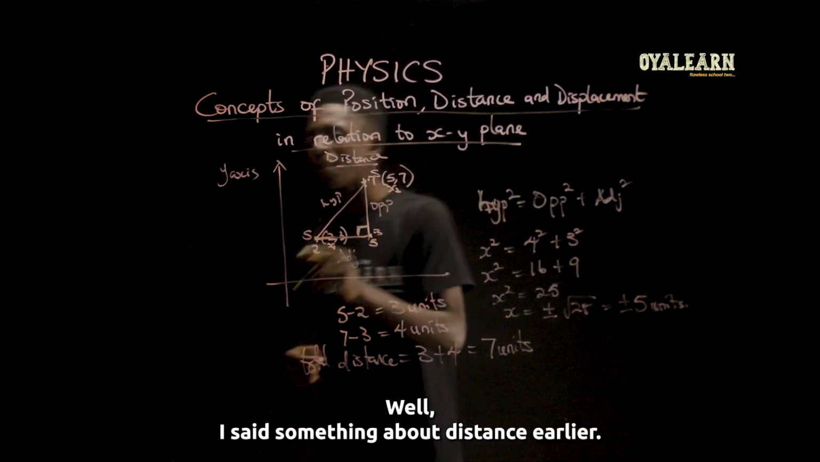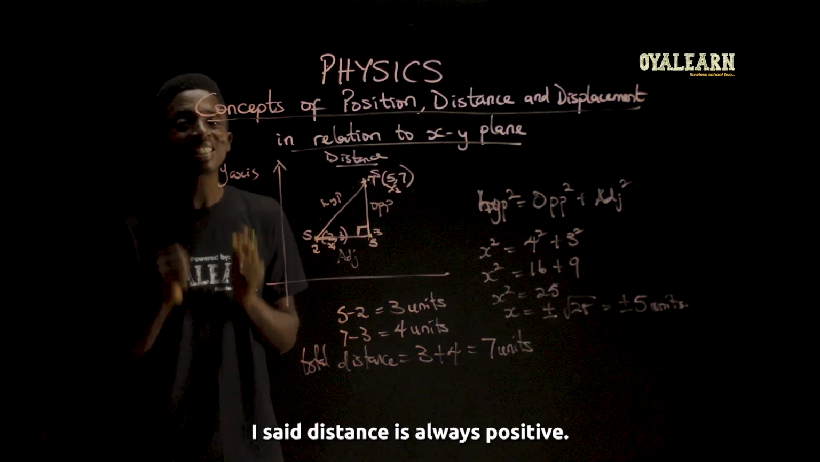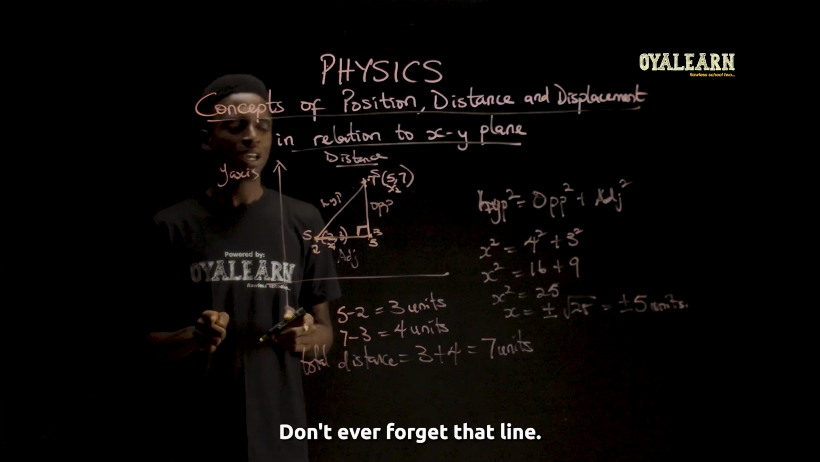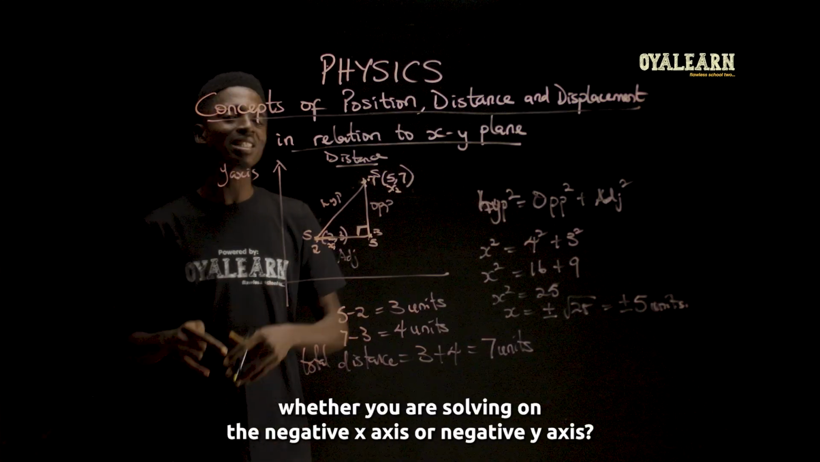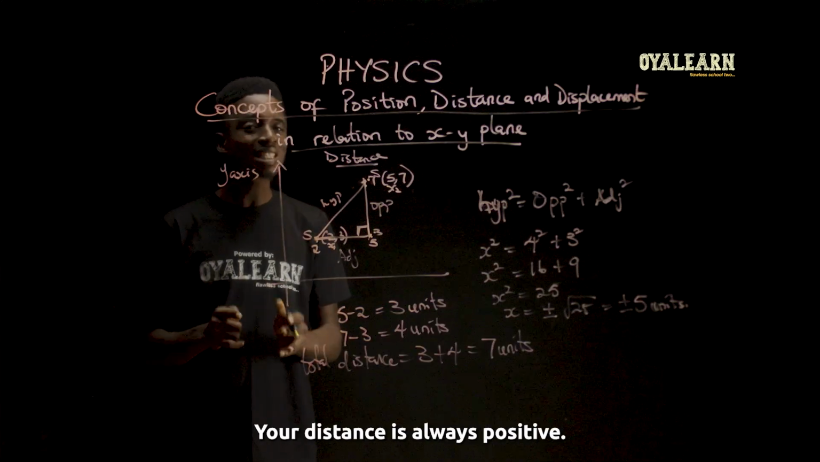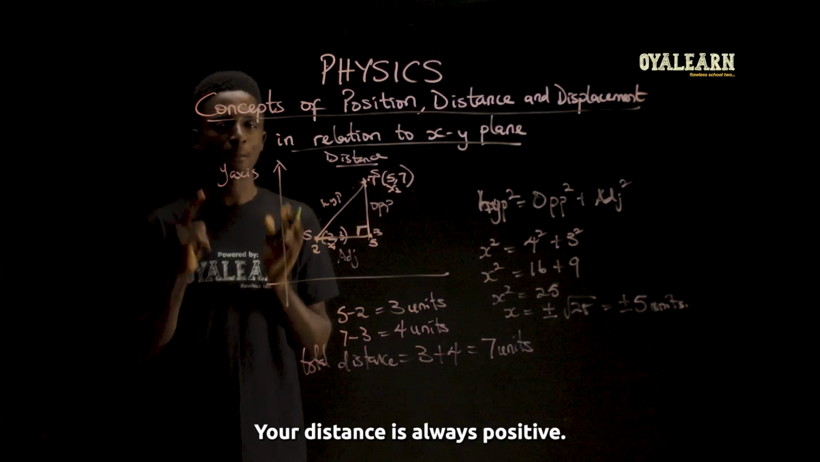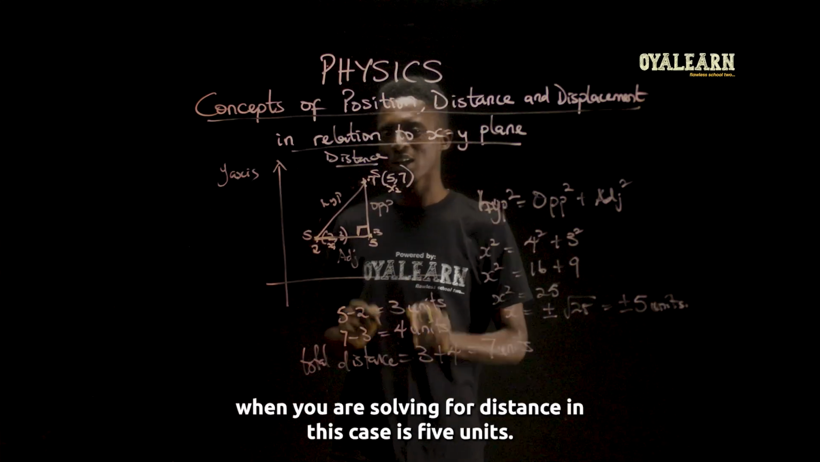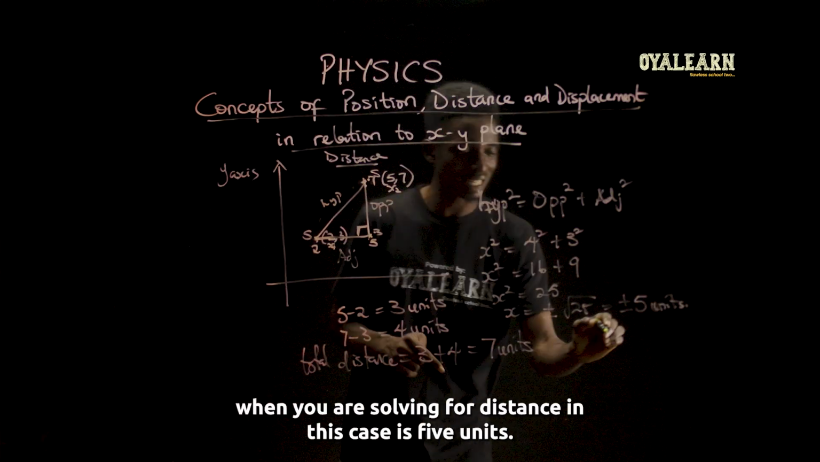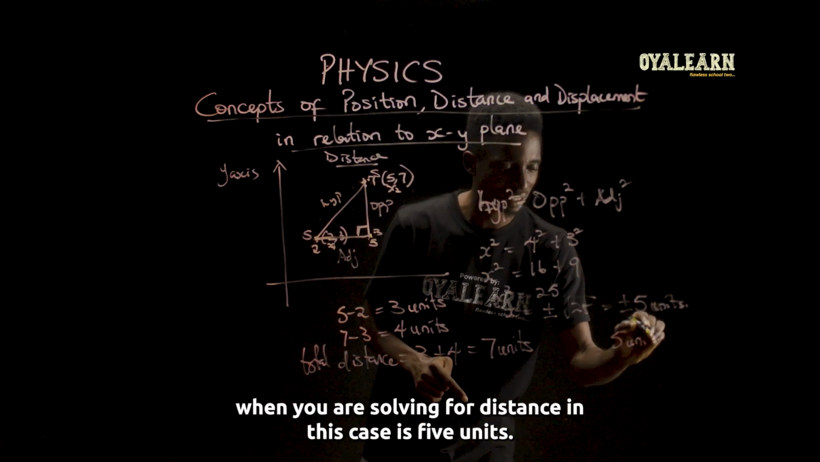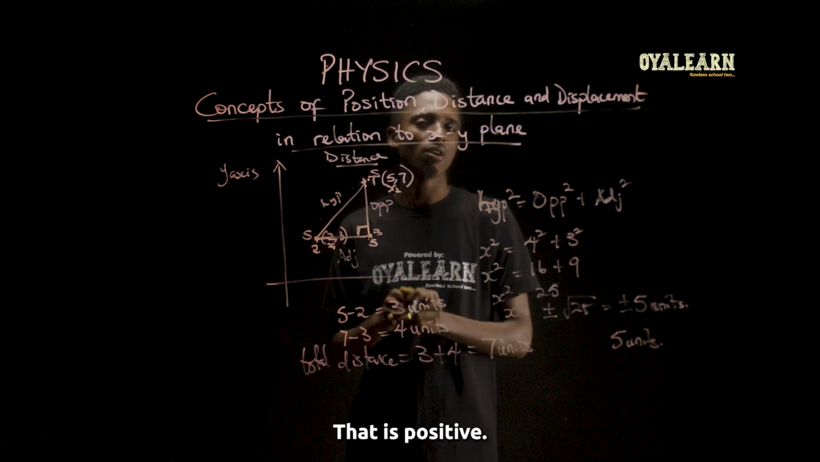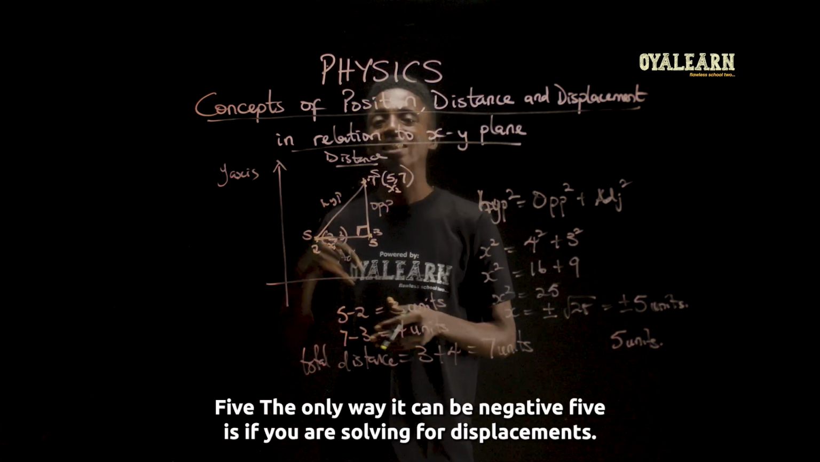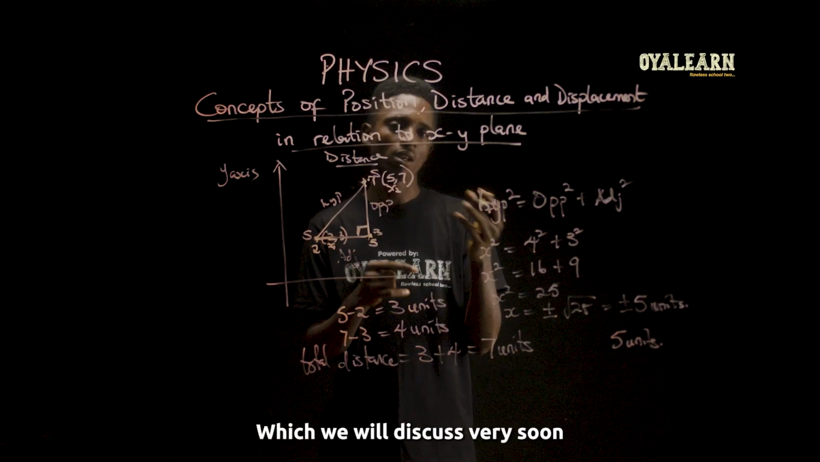But I said something about distance earlier. I said distance is always positive. Don't ever forget that line. Whether you are solving on the negative x-axis or negative y-axis, your distance is always positive. So the only answer that works when you are solving for distance in this case is 5 units, that is positive 5. The only way it can be negative 5 is if you are solving for displacement, which we'll discuss very soon.